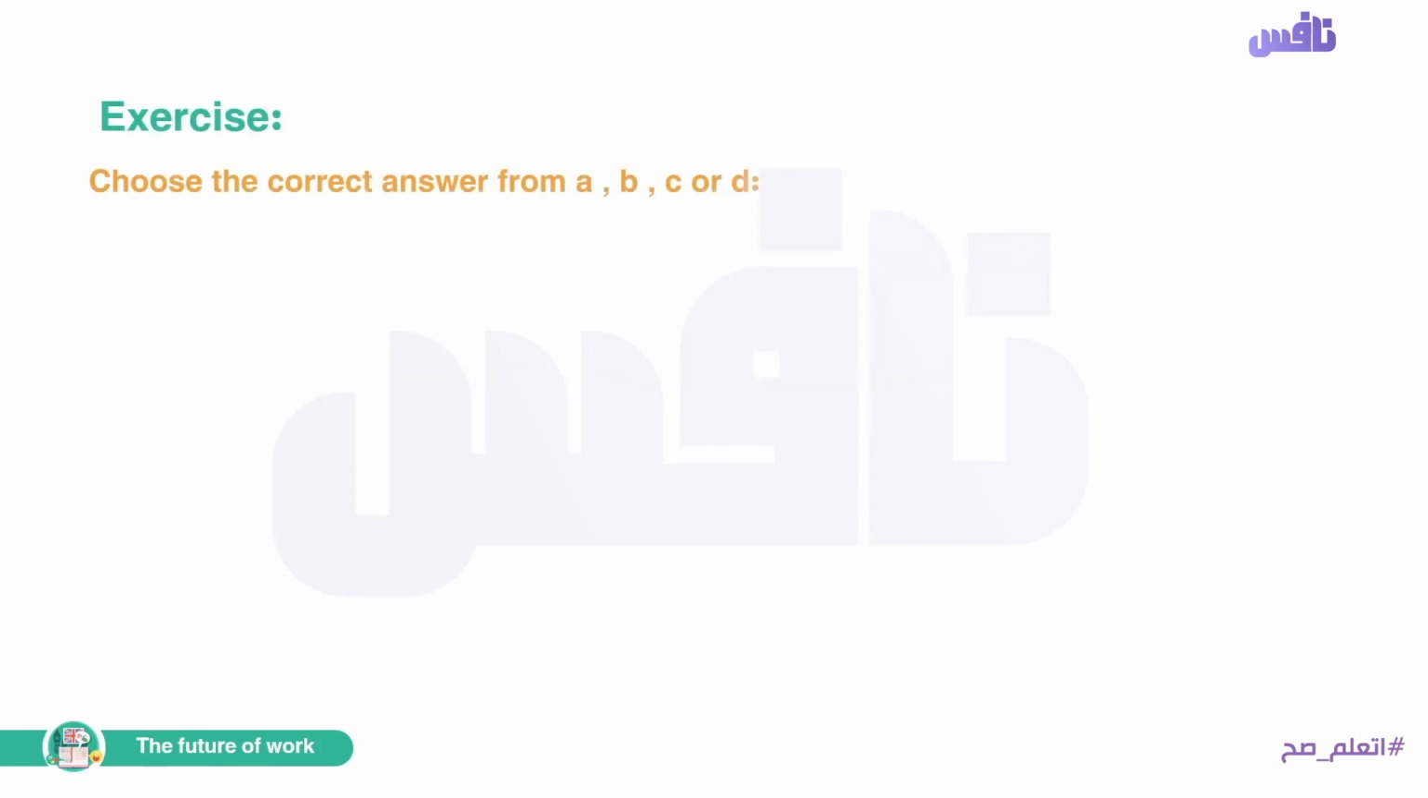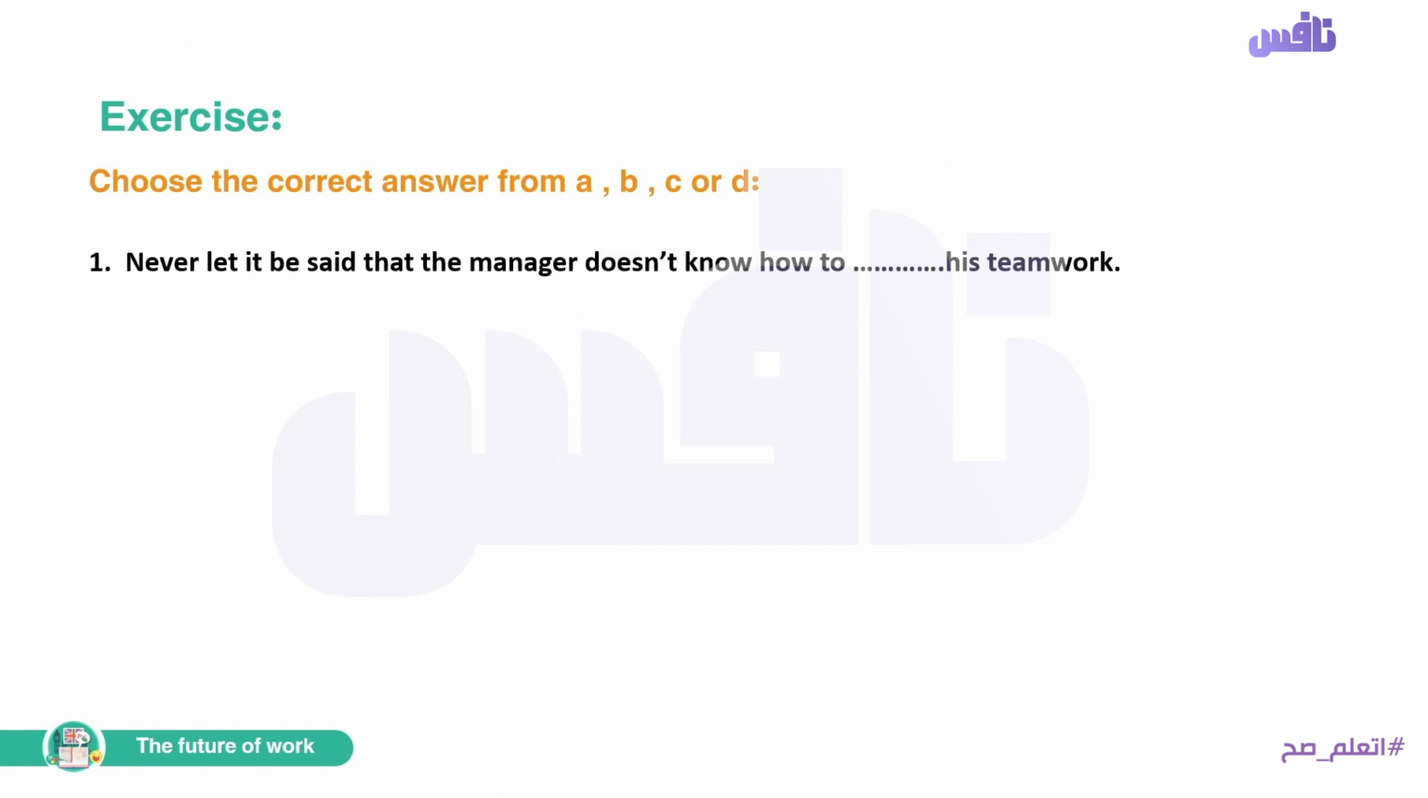Now we have an exercise بيقول لنا choose a correct answer from A, B, C or D. Number 1. Never let it be said that the manager doesn't know how to space his teamwork. Never let it be said لا تسمح بأن يقال أن المدير doesn't know لا يعرف how to. إزاي؟ معانا الاختيارات بيقول لنا motive يعني باعث أو محفز. motivated معناها متحمس.